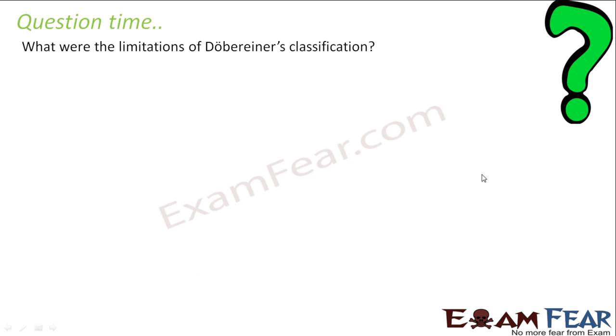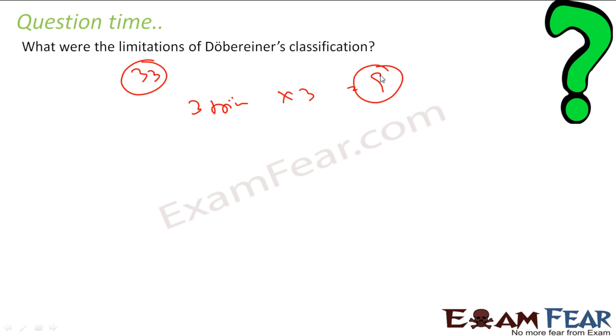The question says, what are the limitations of Dobereiner's classification? As we know, at that time there were 33 elements known, but not all the elements could be classified in Dobereiner's triads. Only 3 triads with 3 elements each. That means 9 elements were part of his classification, and other elements were not. That was the limitation of Dobereiner's classification.